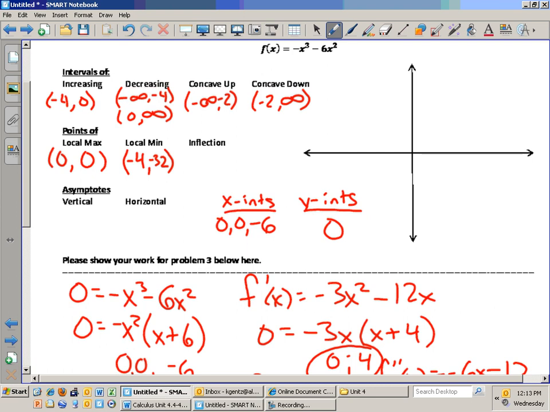The inflection point occurs where the second derivative is equal to 0, which happens at negative 2, which you notice is right between the local min and local max. We found it was at negative 2, and to find location, I would plug in negative 2. If you plug in negative 2, you get negative 16. Yep, that gives me location.